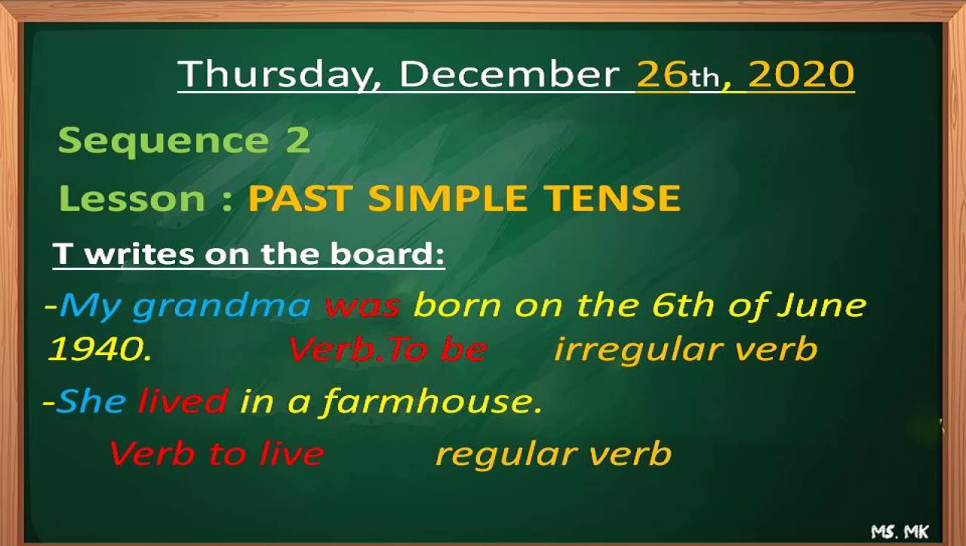Verb to be. When we put it in the past simple, it becomes was. So it has changed. So it's an irregular verb. But lived, it doesn't change. Like live, we added d, so it's a regular verb. What is a regular verb and what is an irregular verb?